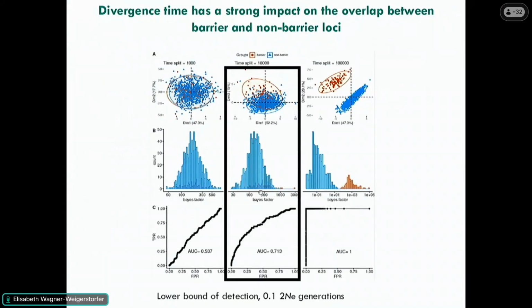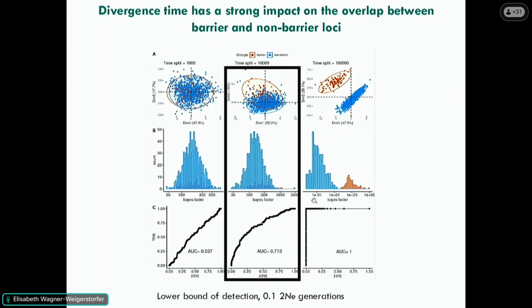So what we found using simulation is that divergence time has a strong impact on the overlap between barrier and non-barrier loci. If you have a very recent divergence, like say 1,000 generations, you're not able to tell apart the barrier loci in red from the non-barrier loci in blue. You have no power to tell the difference. The distributions of bias factors are completely overlapping, and you cannot tell the true positives from the false positives. But when the divergence is greater and greater, if you reach 100,000, then you're perfectly able to distinguish between barrier and non-barrier loci.